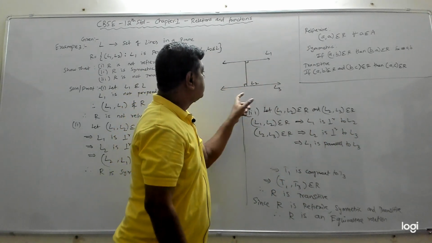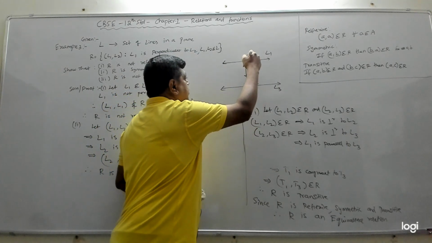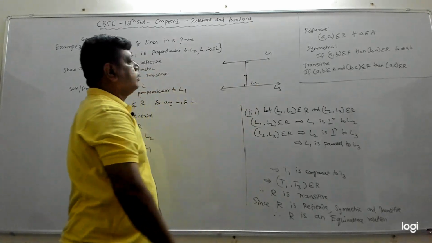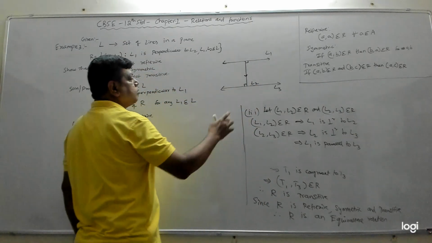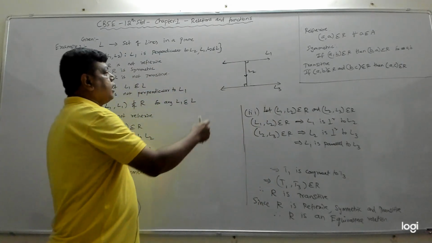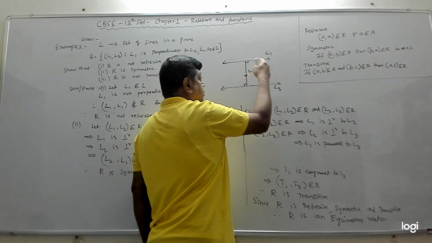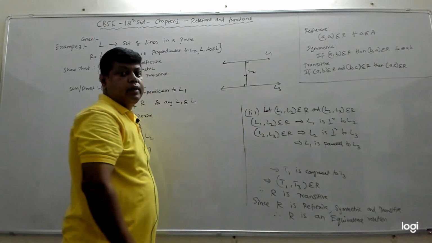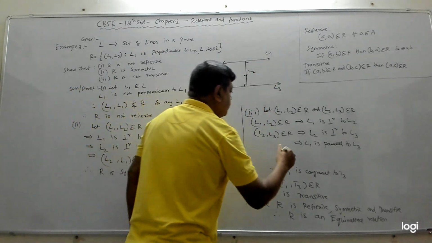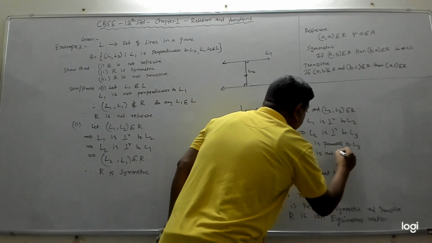This is line 1, this is line 3, this is line 2. This is your line L2. So L1 is perpendicular to L2 and L2 is perpendicular to L3, but that makes your L1 parallel to L3, which means L1 is not perpendicular to L3.